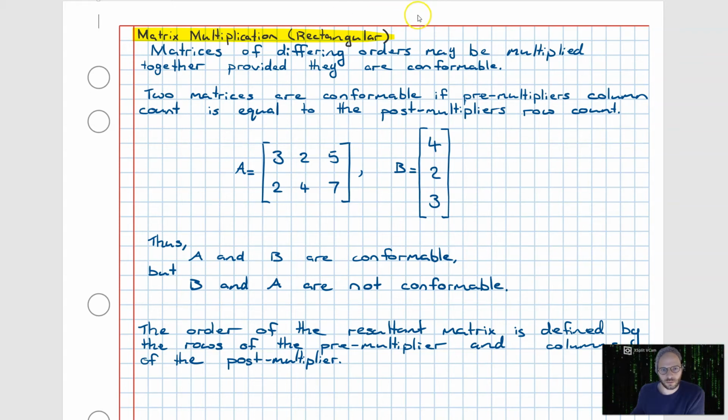Welcome to this video on the topic of matrices. In this video, we'll be having a look at how we can perform matrix multiplication on rectangular matrices.